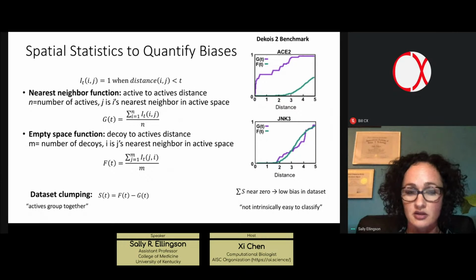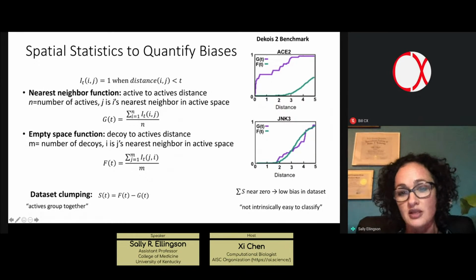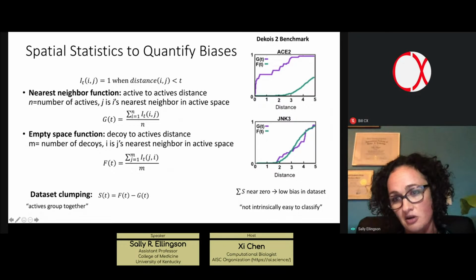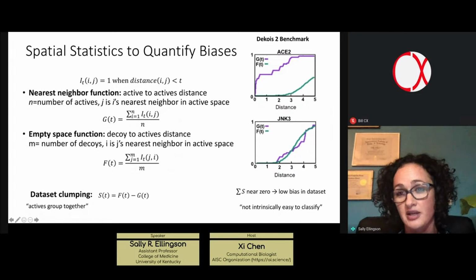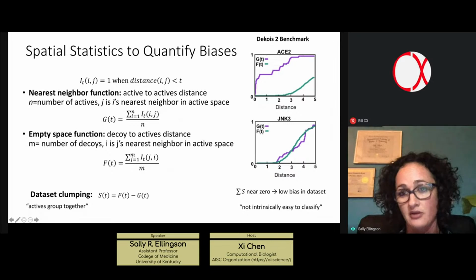That's a term that quantifies when all of the actives are closely grouped together and easy to classify in terms of the decoys in the data set. And it is a difference of f and t. The sum of this S function is the bias score. When it's near 0, it means there's low bias in the data set. So as you can see, when you sum up this difference and it's close to 0, it would mean that these lines very closely interact. And if you sum up the difference in one like this, you would have a large value, and it would show that there's a lot of bias or data set clumping where the active compounds are easy to classify.